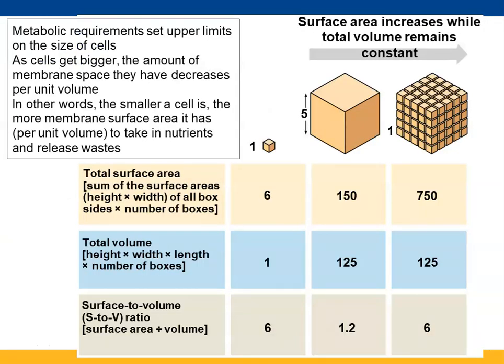So cells can only really get to a certain size because as they get to a certain size, that's going to make it harder for them to meet their requirements metabolically to do what they need to do in order to function. So as their membrane space decreases per volume as they get bigger, it's harder for them to get everything they need. So the smaller a cell is, the more surface area that membrane has, which allows it to both take in nutrients that it needs as well as remove waste.